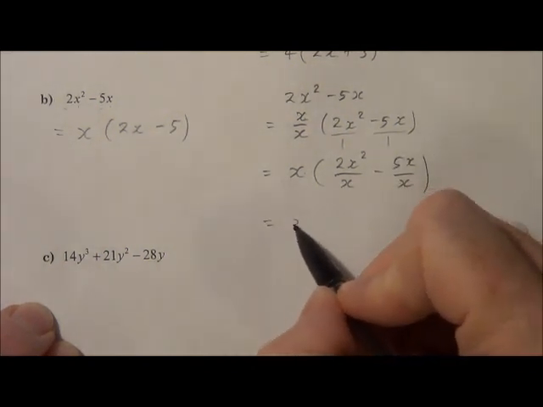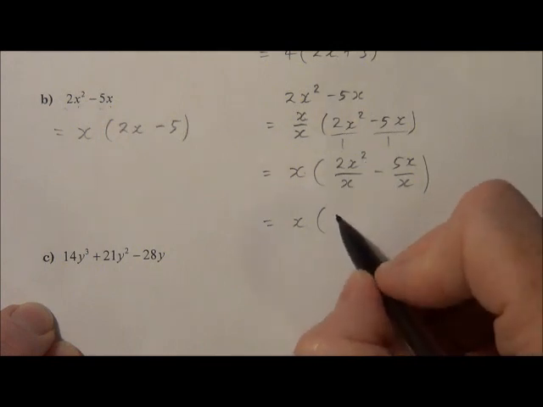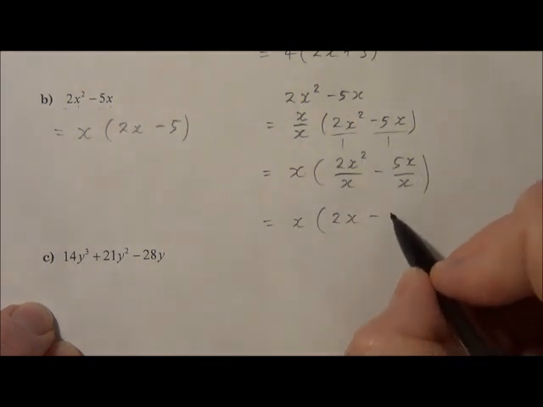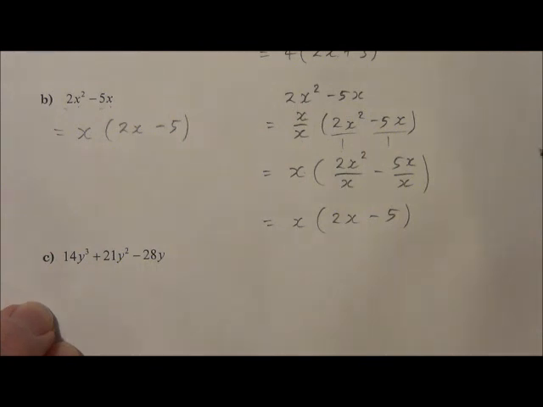and then just simplify inside, so I've got x. 2x squared divided by x is just 2x. 5x divided by x is just 5. So we're left with x, quantity, 2x minus 5.